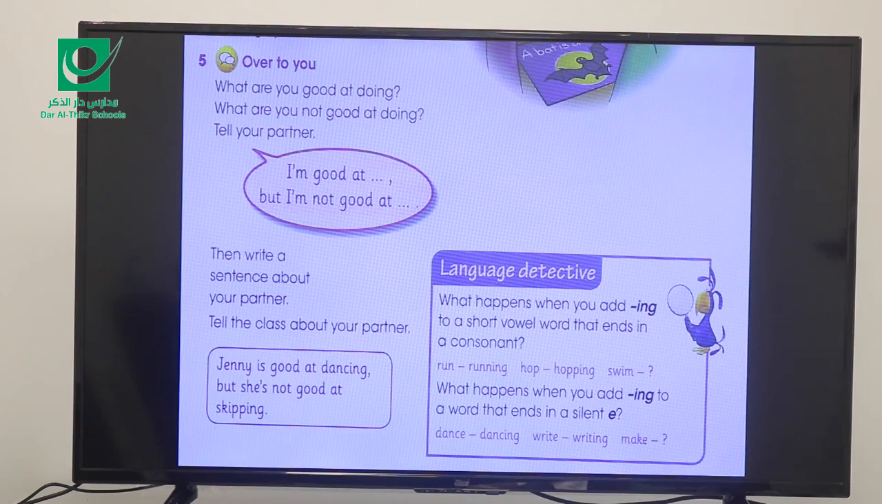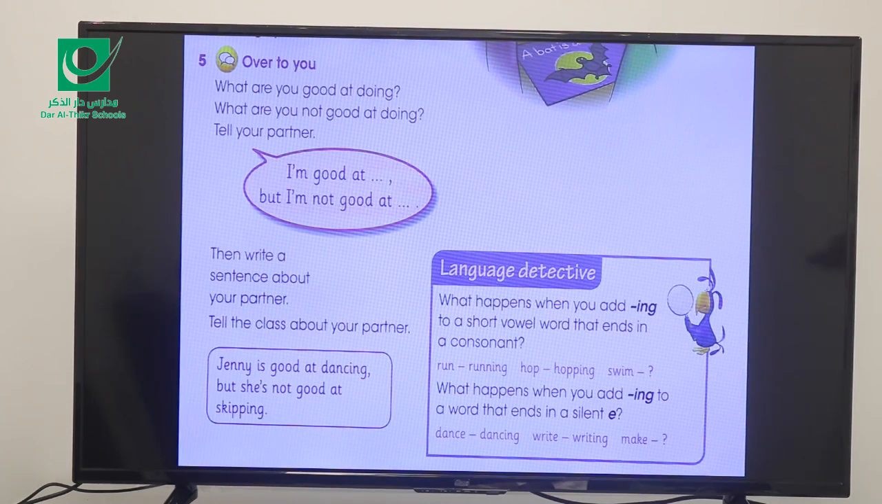Before I move forward, we need to study the language detective. This is very important, students, for you. What happens when you add ing to a short vowel word that ends in a consonant? If I want to put ing to the verb run, this is a short vowel word that ends in a consonant. Actually, students, please put it in your mind. We double the last letter. So running becomes double N, then ing.